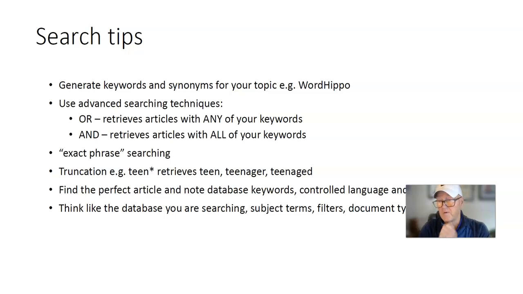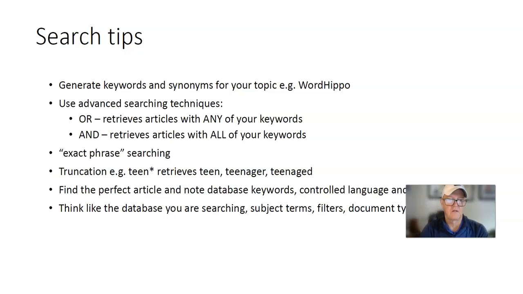Good search tips always for every database: generating keywords and synonyms for your topic. I use Word Hippo. It's a great tool to help find what other words may describe my population or my research strategies, intervention or outcomes. Words are really important here. Using OR for your concept synonyms, like teenager, adolescent, or high school student, child or children, boy or girl or gender, different words to describe different phenomena or research concepts, and you add those concepts together.